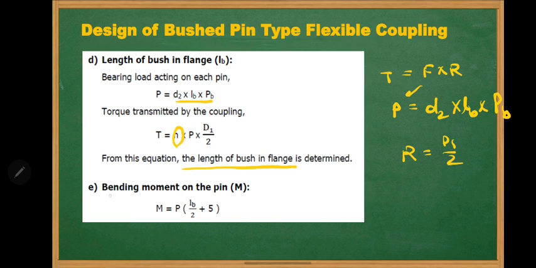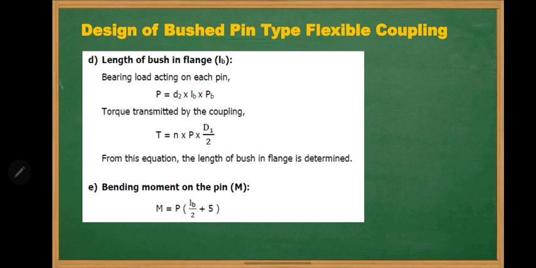And the last point is bending moment on the pin. The bending moment is calculated using the equation moment equals force multiplied by distance. So by using this basic equation, the moment can be calculated as M equals P multiplied by (lb by 2 plus 5 mm).